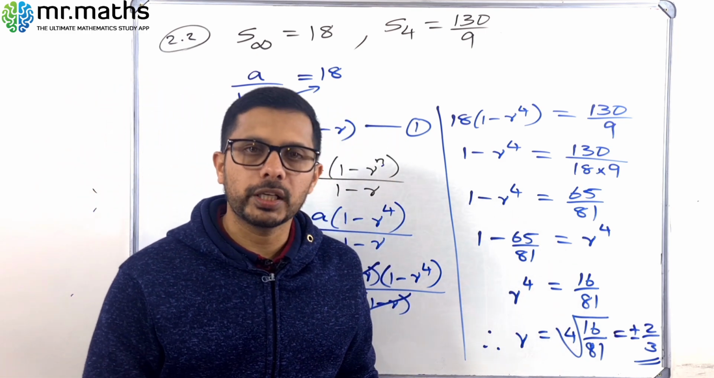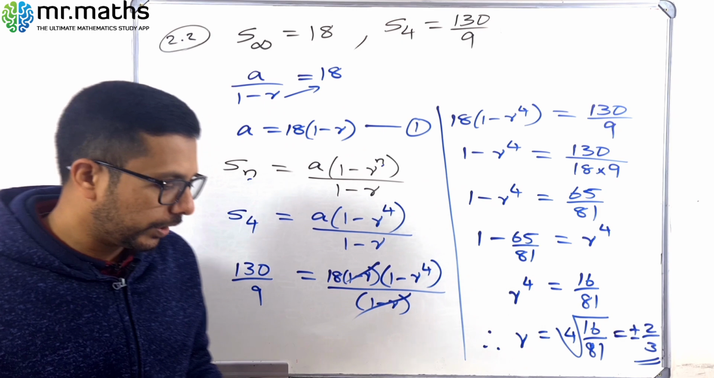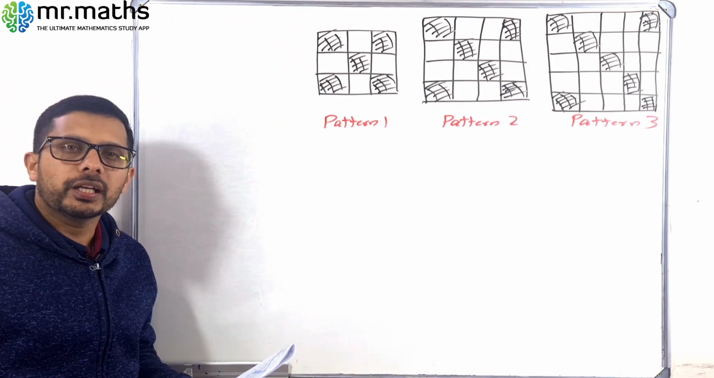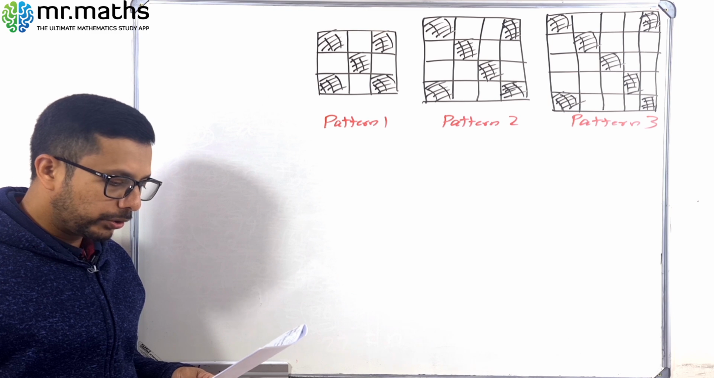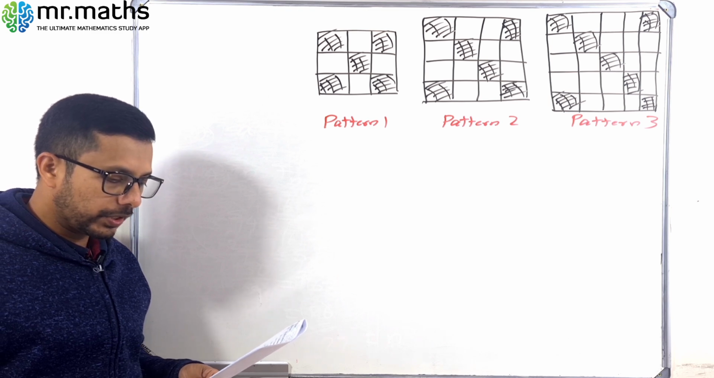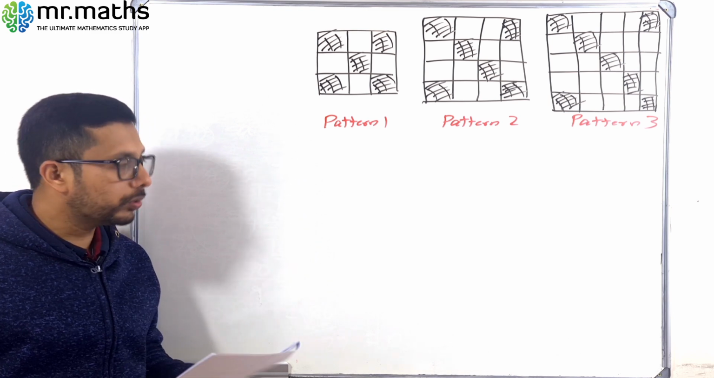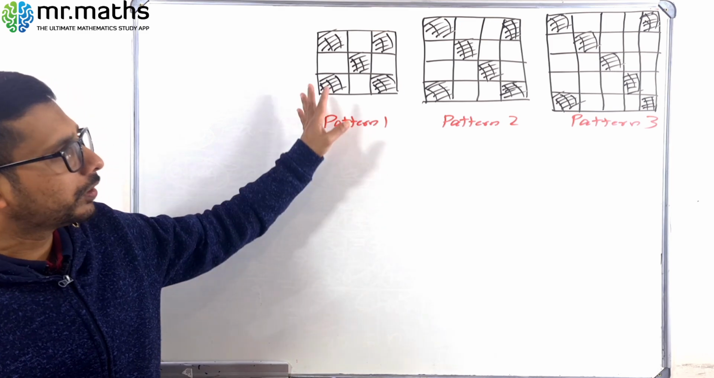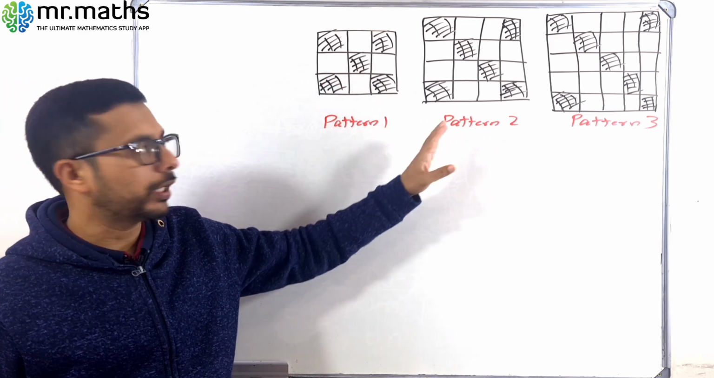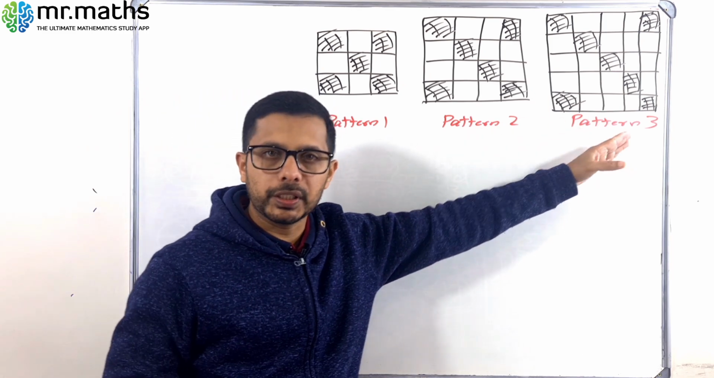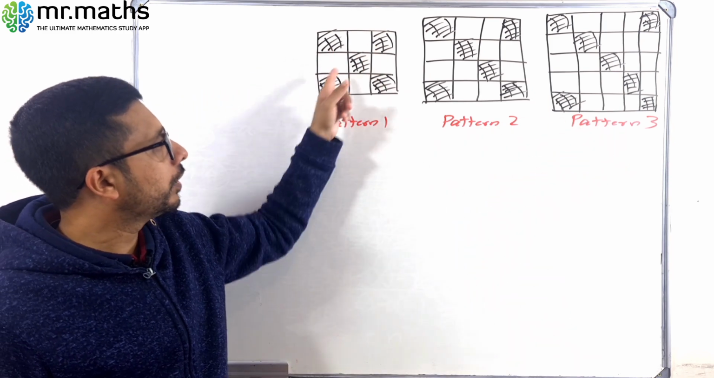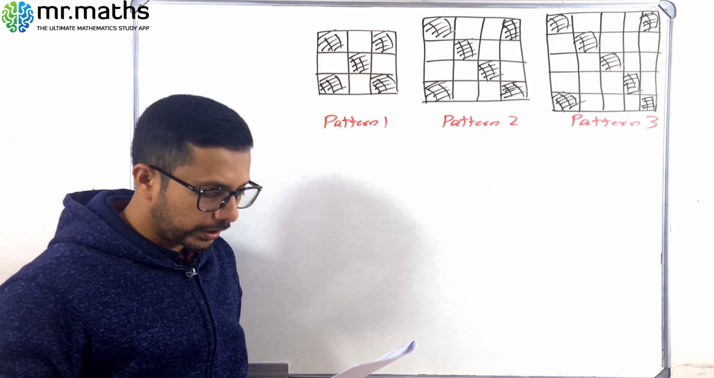Now let's move to the next question, question number 3. Black and white blocks are used to create patterns. The first 3 patterns are shown below. So I roughly try to draw a pattern here: pattern 1, pattern 2 and pattern 3. There are black blocks and white blocks.